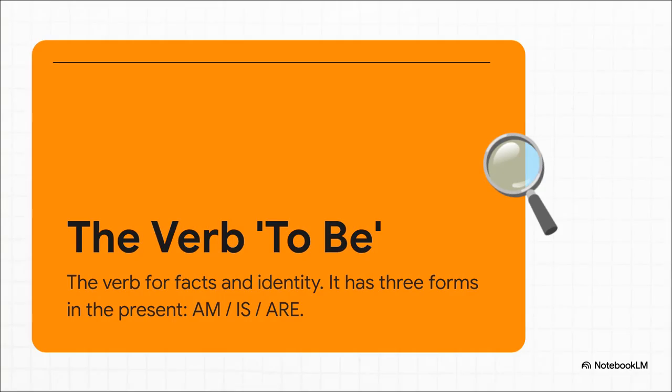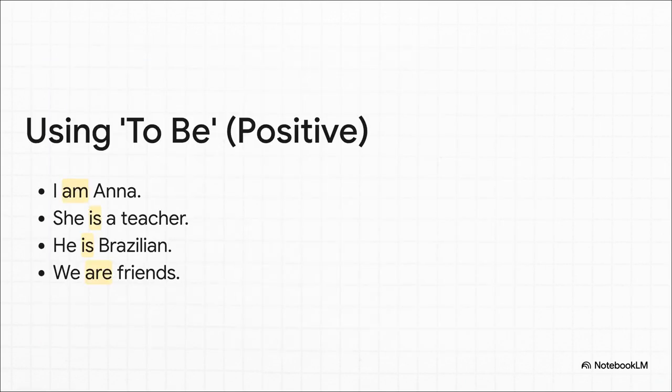Well, we use it to state facts and talk about identity. Things like who you are, what you are, or where you are. And the best part? In the present, it only has these three little forms: am, is, and are. That's it.